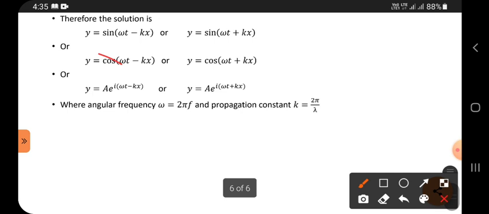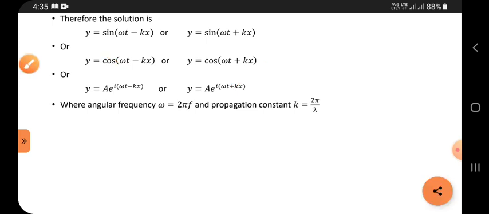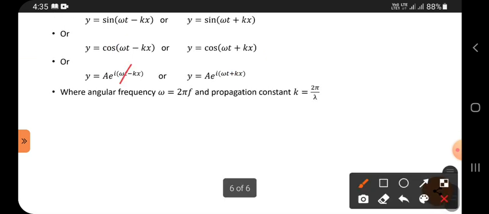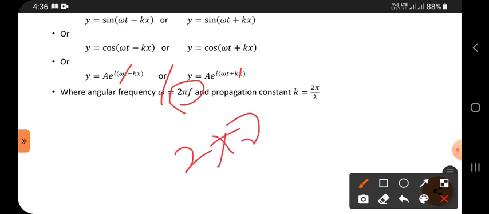In terms of cos also we can express it like this, or in terms of exponential: y is equal to A e power i(omega t minus kx), or y is equal to A e power i(omega t plus kx). Here omega is the angular frequency and k is the propagation constant. Angular frequency omega is 2 pi f, or some will write 2 pi nu, or 2 pi n. And k is the propagation constant, that is 2 pi by lambda, where lambda is the wavelength of the wave.